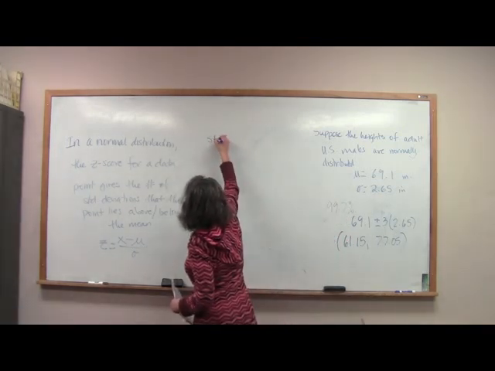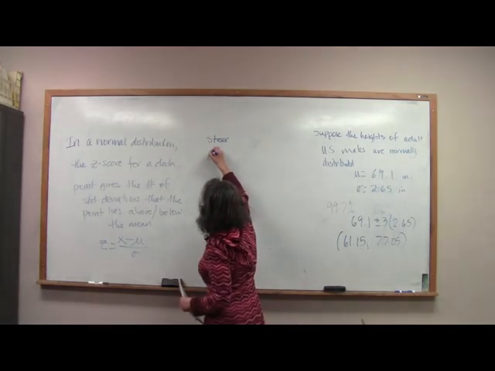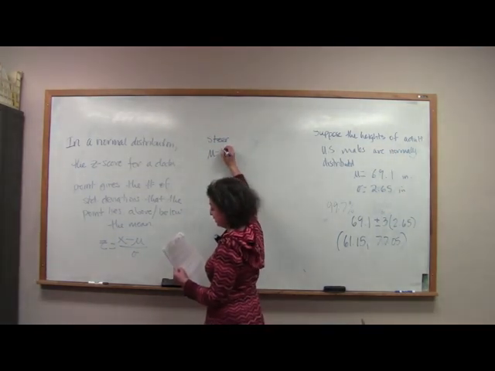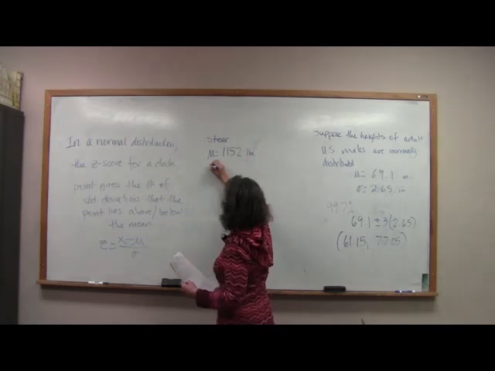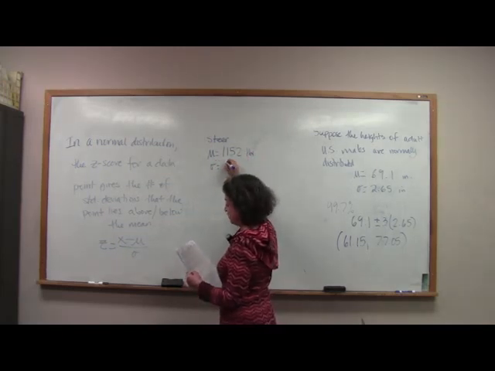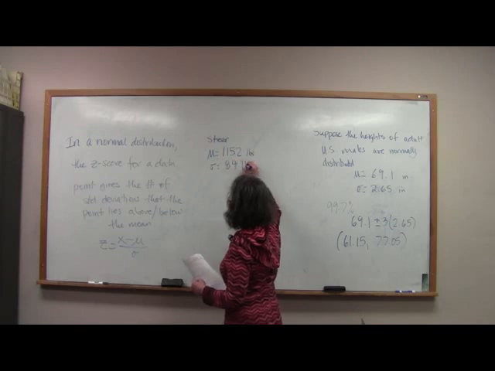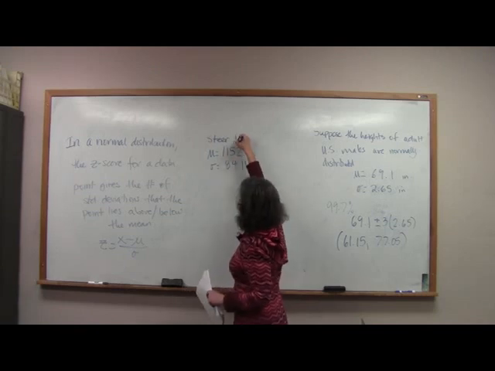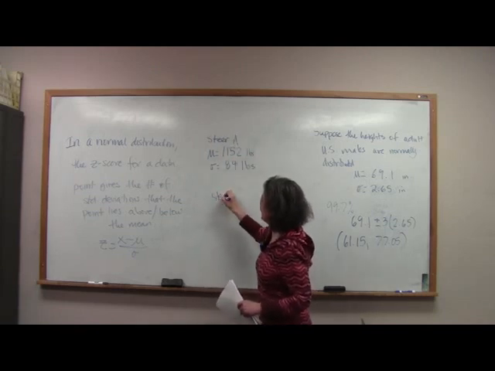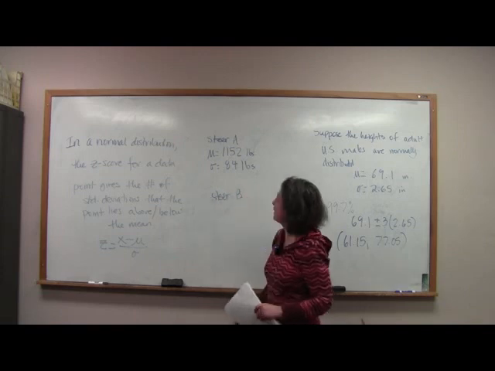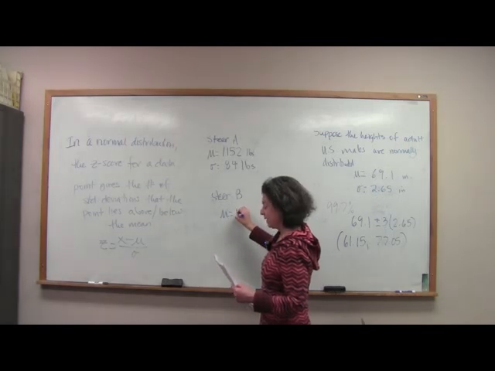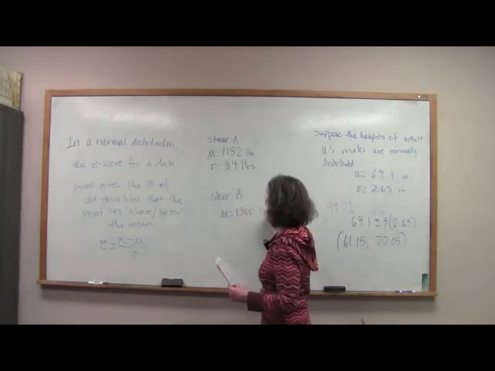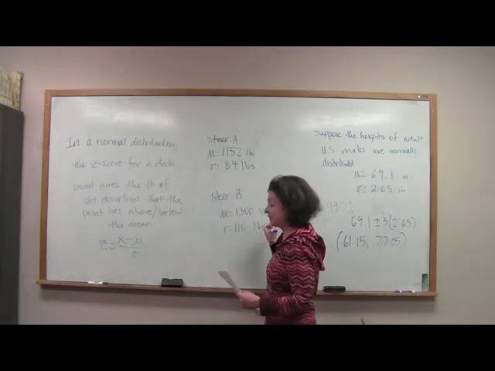Suppose there's a type of steer, and the mean weight for these steers is 1,152 pounds with a standard deviation of 84 pounds. So steer A, and suppose there's another breed of steers, we'll call them steer B, and they have a mean weight of 1,300 pounds with a standard deviation of 110 pounds.